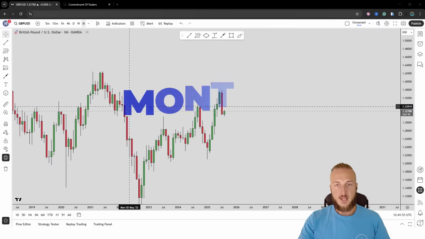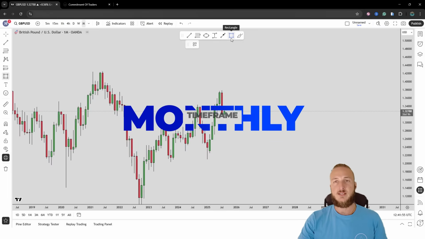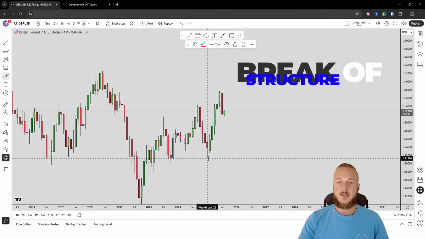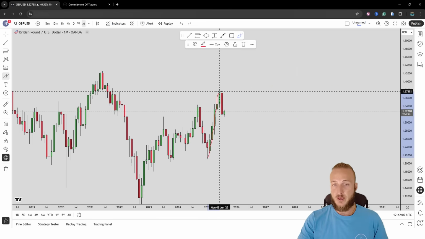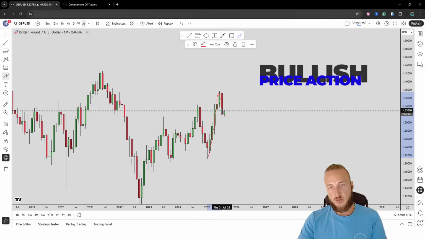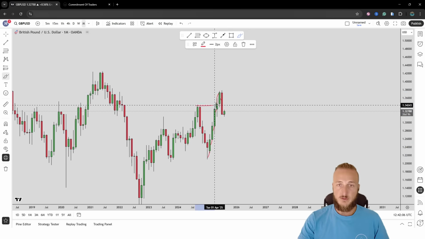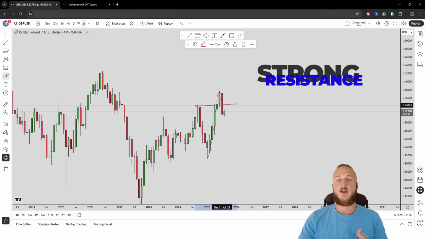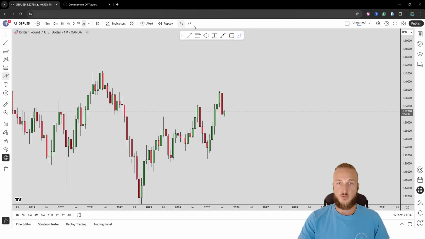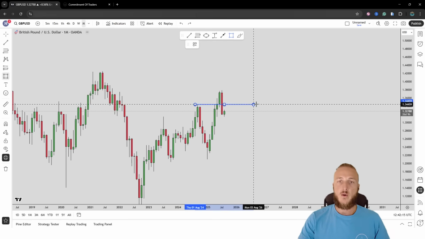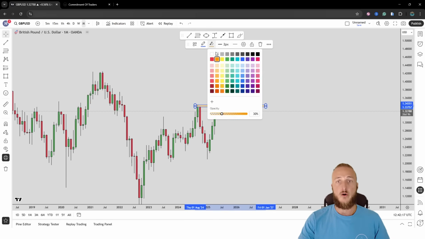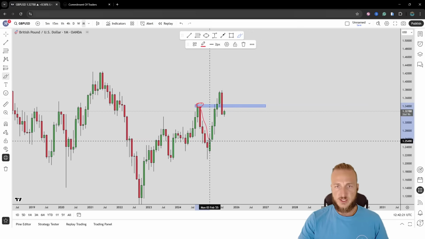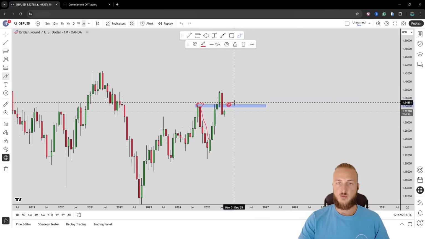Starting here from the monthly time frame, what we can see is that we just had a quite important break of structure. In fact, first the market had created this massive impulse to the upside. However, we then had the break below the previous level of resistance, which was supposed to be turned support here, but the market failed in respecting it as support. And now the market has broken back below this level of supply and resistance.